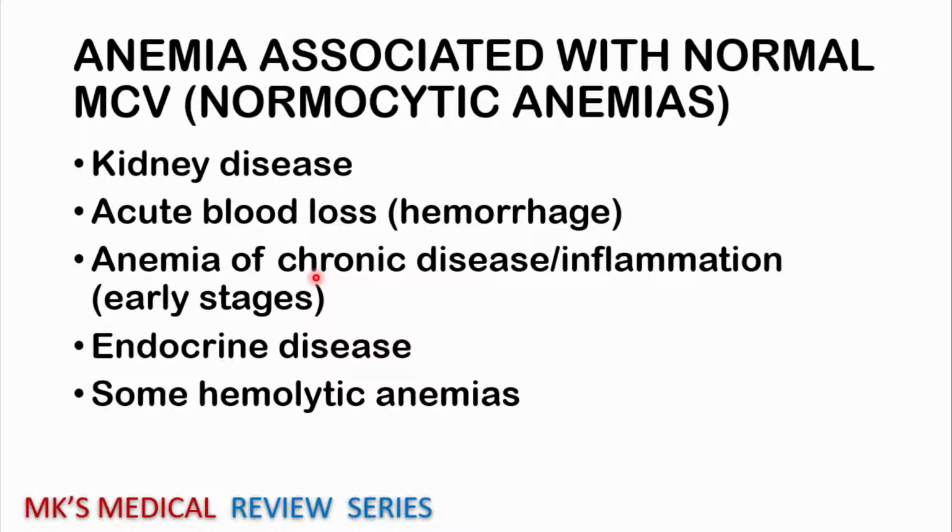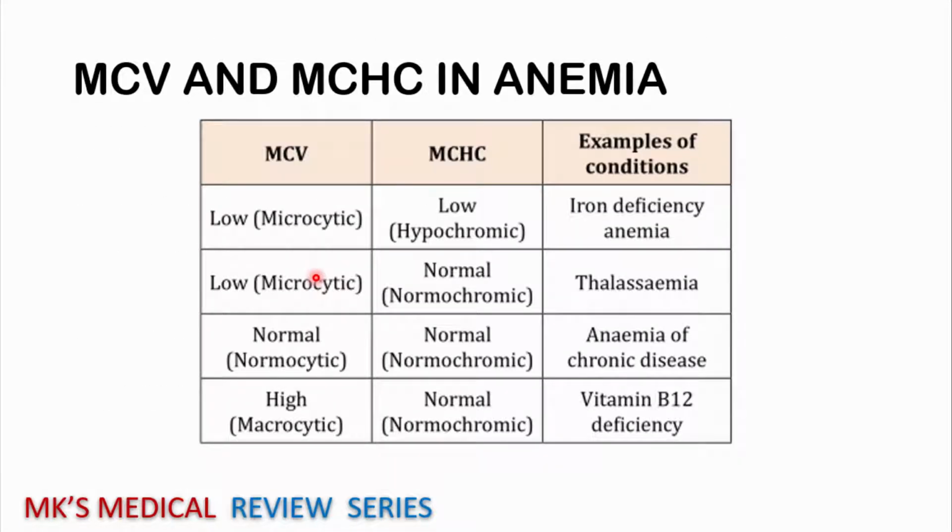You could also have acute blood loss that is often due to hemorrhage, anemia of chronic disease, specifically in the early stages. Same thing with inflammation. Then you could have endocrine disorders. You also have some hemolytic anemias. So here's a table summarizing what I've been talking about.